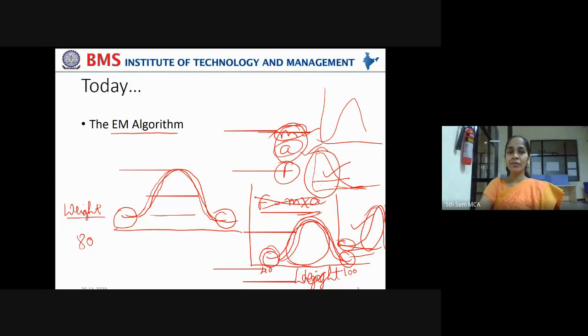It will understand from these 80 students' weights that this data comes from a particular distribution. Distribution means most of the values are in an average range and very few values are extreme, minimum and maximum. In that case, it can generate the other 20 values. It can be used to generate the other 20 values, right?